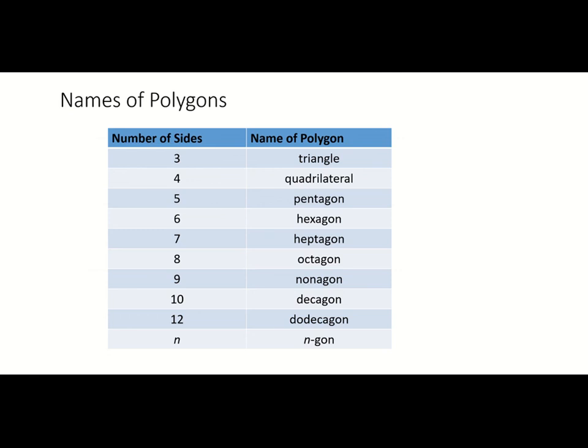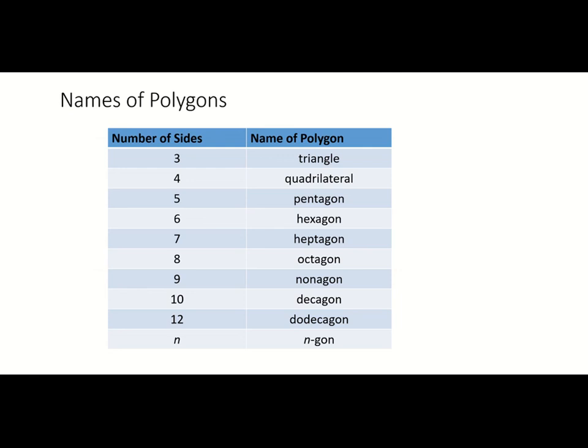All right, we're just going to review names of polygons. Remember, a three-sided figure is a triangle. We've talked about those. Four-sided polygons are quadrilaterals. You can read the chart. Five-sided is a pentagon. Six-sided is a hexagon. Seven-sided is a heptagon. Eight-sided is an octagon. A nine-sided figure is a nonagon. A 10-sided figure is a decagon. And then a 12-sided figure is a dodecagon.